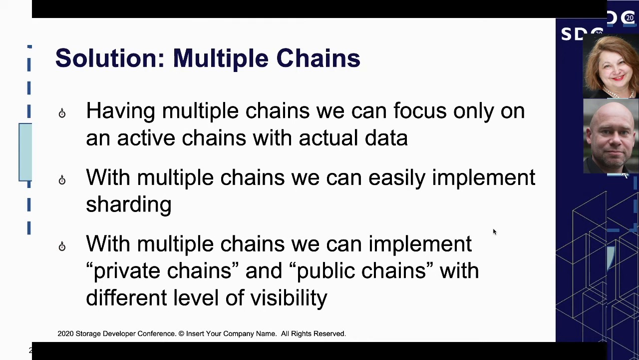When we have multiple chains, we can focus only on active chains with actual data, and we don't have to worry about the rest. With multiple chains, we can easily implement sharding and get the boost in scalability and performance. With multiple chains, we can also easily implement the concept of private and public chain with different levels of visibility and address the privacy concerns.